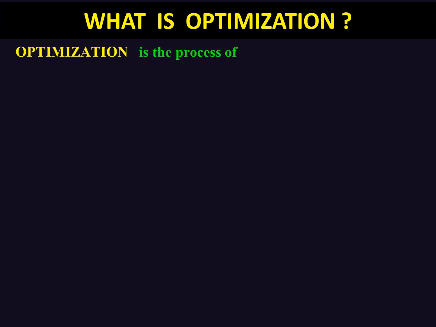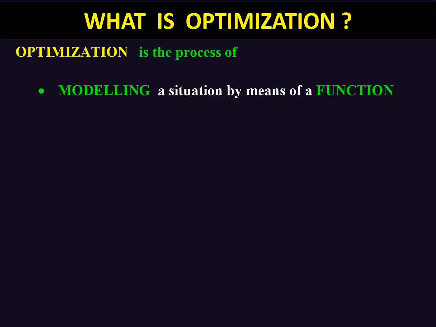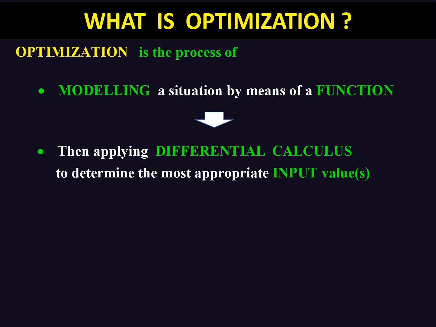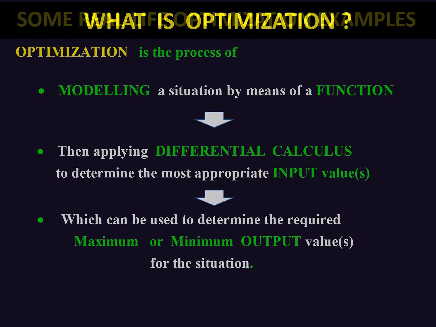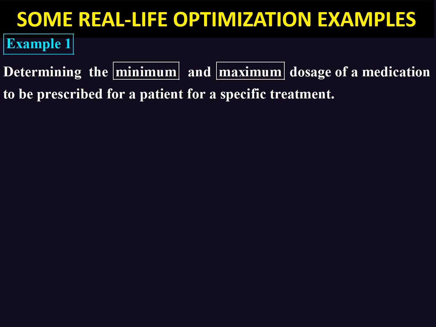Optimization is the process or the procedure of modeling a situation by means of a function. Then applying differential calculus to determine the most appropriate or the best input values for the situation, which can then be used to determine the required maximum or minimum output values for the situation. Let's look at some examples. These examples here are just examples. We're not actually going to solve them completely.